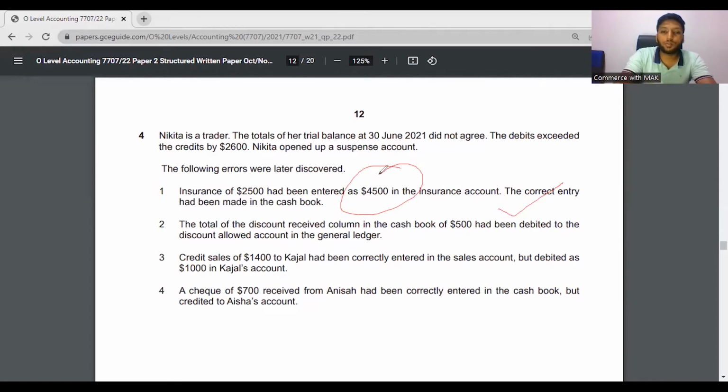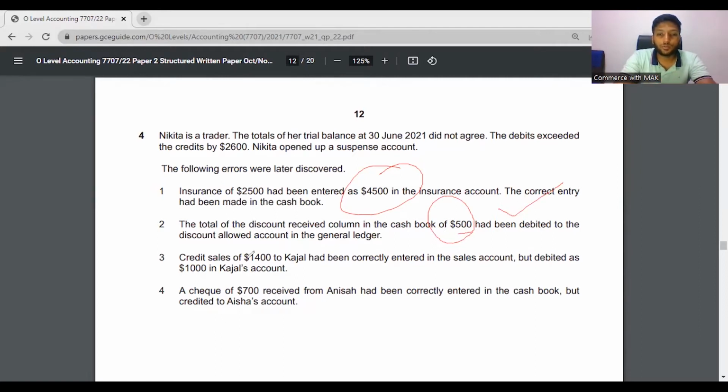Now, if you see the second part, the total of the discount received column in the cash book, 500, had been debited to the discount allowed account in the general ledger. Again, these are 2 different accounts. When you find it difficult, a discount received is being put on a discount allowed. Then if you find it very hard to work out, draw up the accounts and find out whether it is a suspense account or not. When I draw, I will explain how to do this.